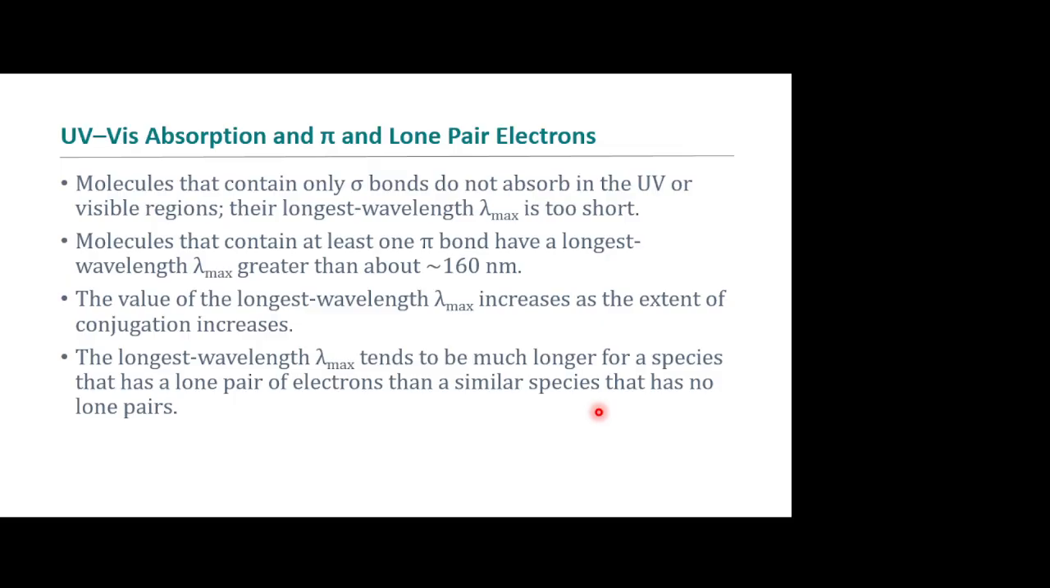Molecules that contain at least one pi bond tend to have the longest wavelength max that's greater than 160 nanometers. The value of the longest wavelength max is going to increase depending on the extent of conjugation. Your longest wavelength max tends to be much longer for species that have lone pairs of electrons than a similar species that has no lone pairs of electrons. So for example, things like a nitrogen or an oxygen are going to tend to give you the longest wavelength maxes. Okay. Anything else I need to do there?